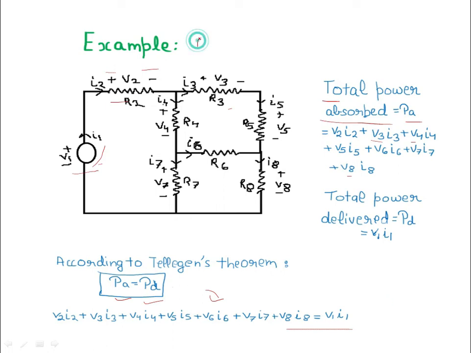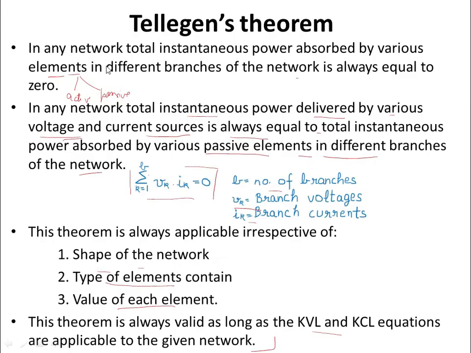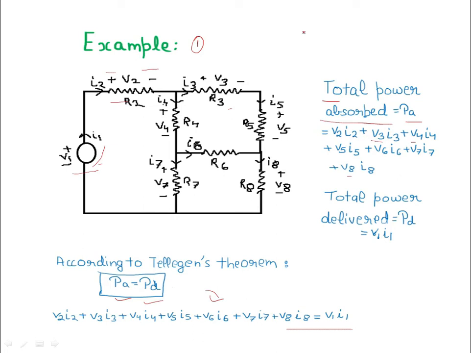If we see the first definition of the Tellegen's theorem, that the total instantaneous power absorbed by various elements in different branches of the network is always equal to 0. So according to that theorem, we will add all the power absorbed by all the elements, means both active and passive. So this was the power absorbed by the passive element, and now power absorbed by the active element, as we have seen by sign convention, that it would be V1 I1, and then this equal to 0. This is the Tellegen's theorem.